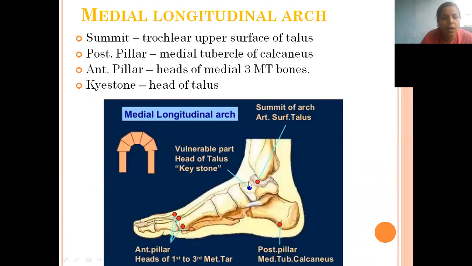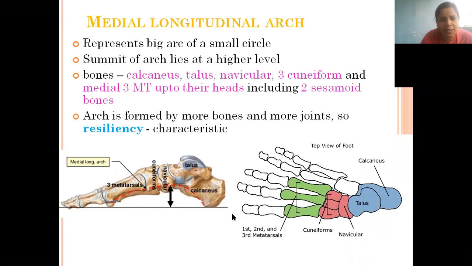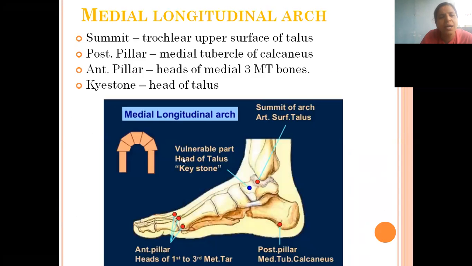Now see, this is the medial longitudinal arch. I told you the summit is the highest point. So which is the highest point if you observe? Among all these bones, the highest point is the talus. Over the calcaneus, the bone which is resting is the talus. So the trochlear upper surface of the talus is the summit. I have put one picture which shows you the meaning of summit also. So we have the posterior pillar. Which bone is this?